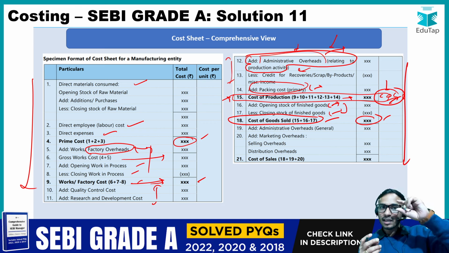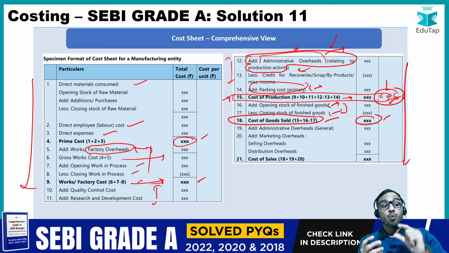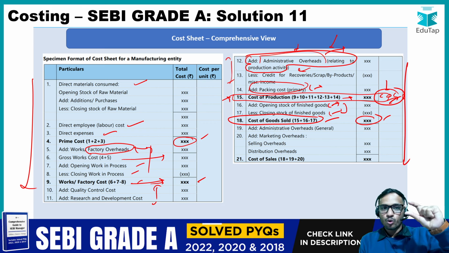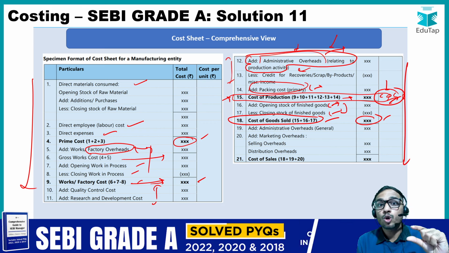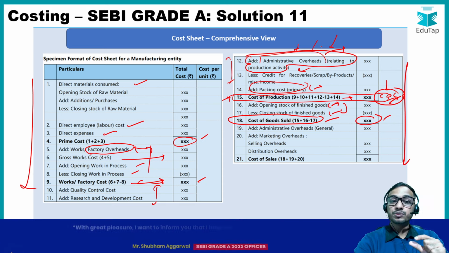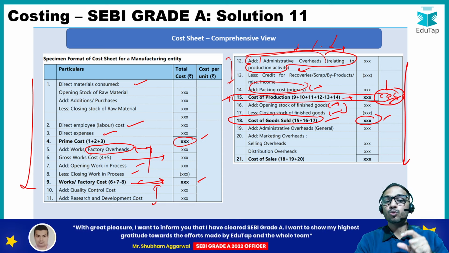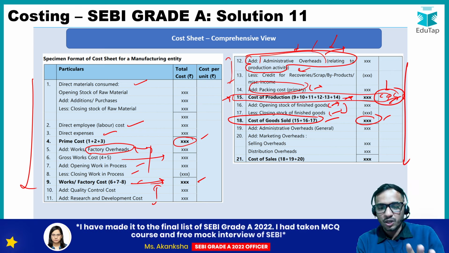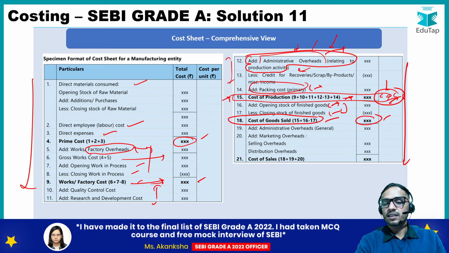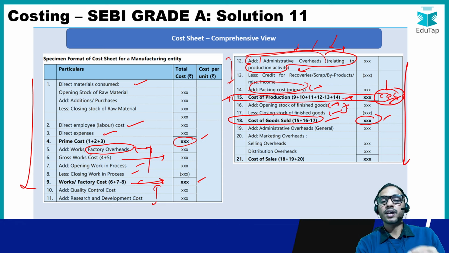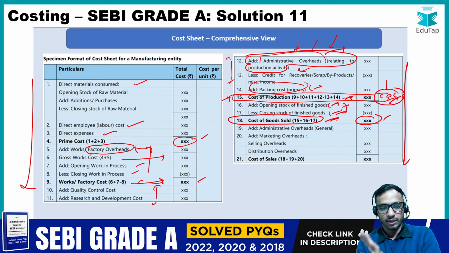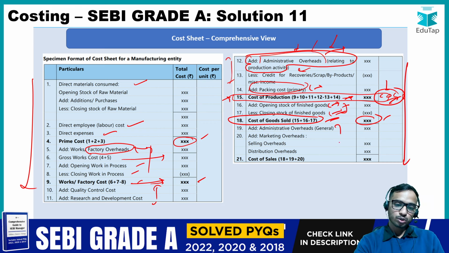You just remember it like this: prime cost, works cost, not gross works cost. Just remember prime cost. Then you add factory overhead, you get what? Works cost. Then you add this administrative overhead related to the production, then you get cost of production. And cost of production and cost of goods sold are almost equal. The difference is only that when you add opening stock and you deduct closing stock, then you get cost of goods sold, right?